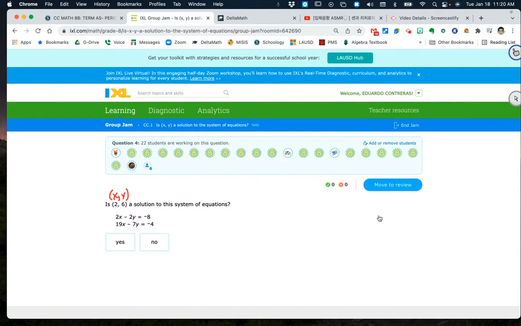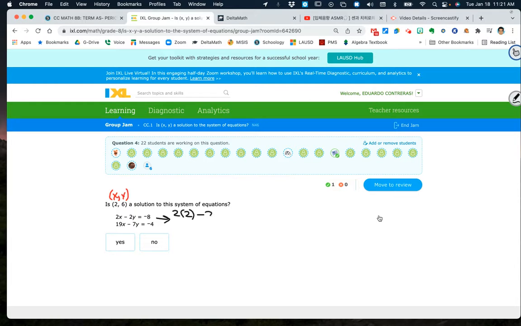Okay. So, again, I was hoping to get something in standard form. We have 2, 6. We're going to test that out. And our equations are 2x minus 2y equals -8, and 19x minus 7y equals -4. So let's try that out. Okay, you guys ready? Write it out. We're going to start with the first equation. Let's replace x with 2, y with 6. Here we go. It's 2 times x, that's going to be 2 times 2.